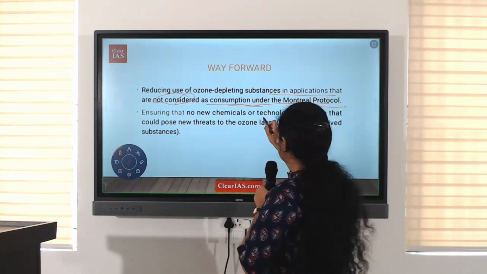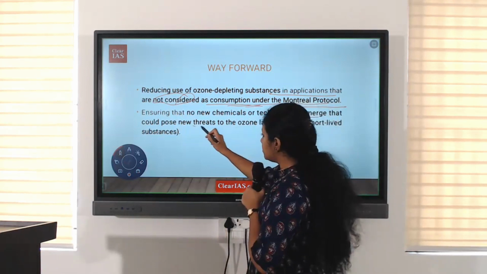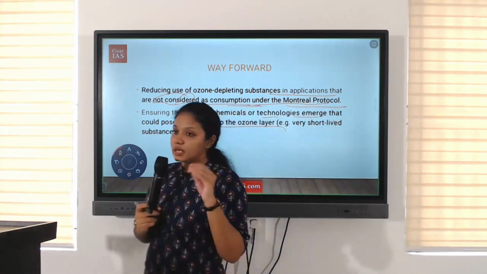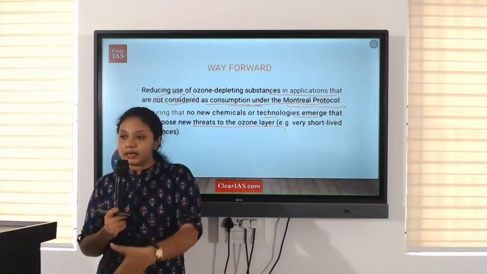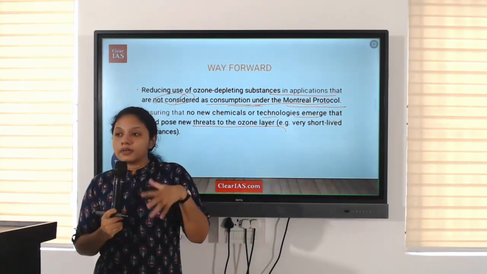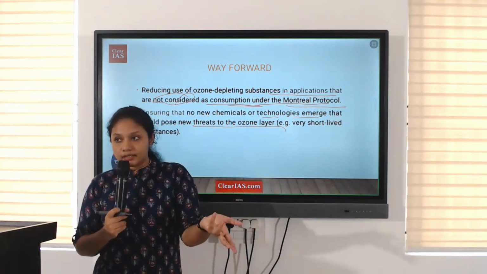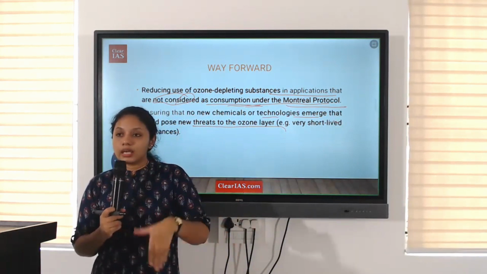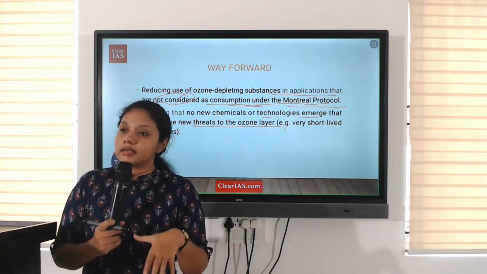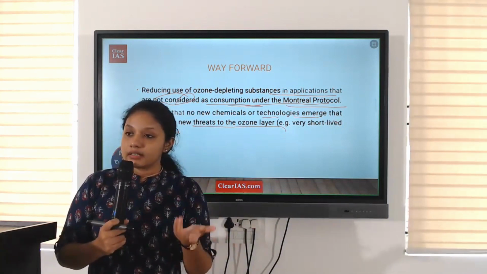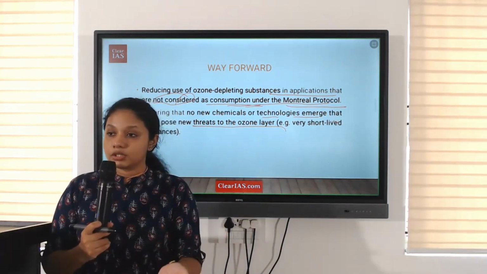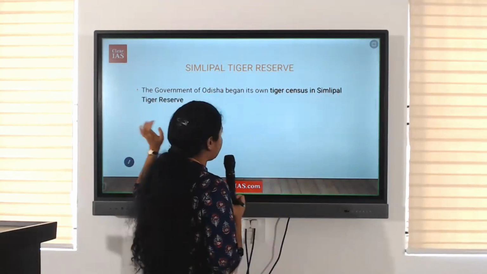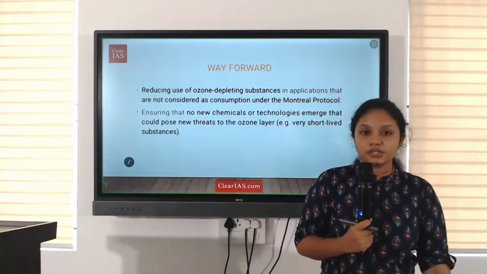Ensuring that no new chemicals or technologies emerge that could pose a new threat to the ozone layer. Very short-lived substances, like halogens, chlorine, bromine, etc., are often responsible for reduction in the ozone layer. So if at all we are developing new substances, we should take utmost care that these are not short-lived substances, that is, they will not cause any depletion in the ozone layer. Clear? Okay.